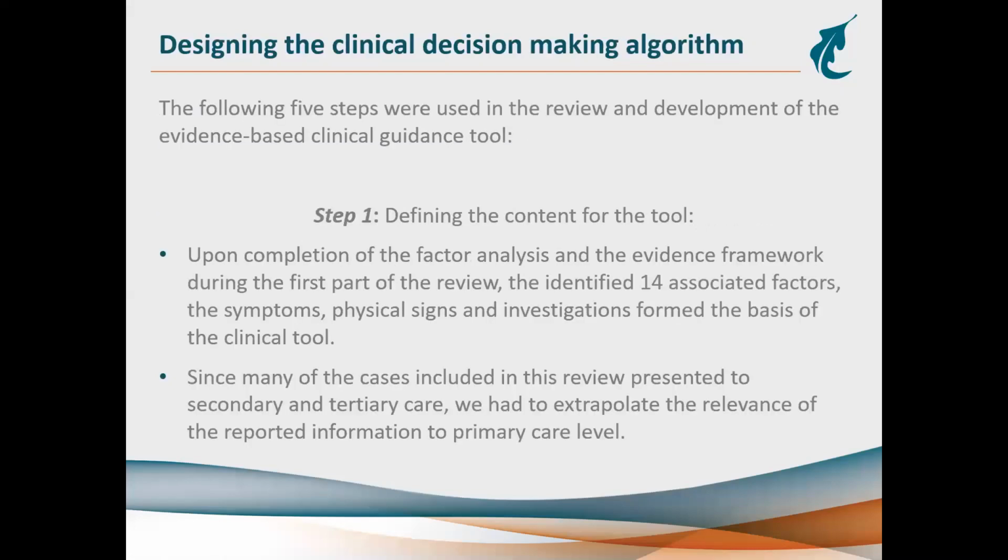So the tool which we are going to look at came about after following specific steps. So step one, of course, we had to define the content of the tool. This came after finalizing the factor analysis and the data analysis. Then this also came after developing a framework based on the evidence, after identifying 15 factors, symptoms, physical signs, which are classical to spinal TB, as well as the investigations.